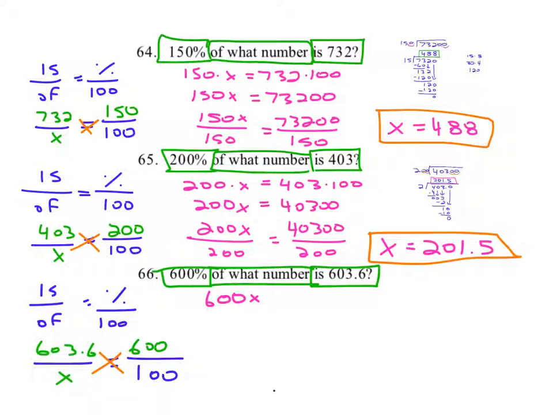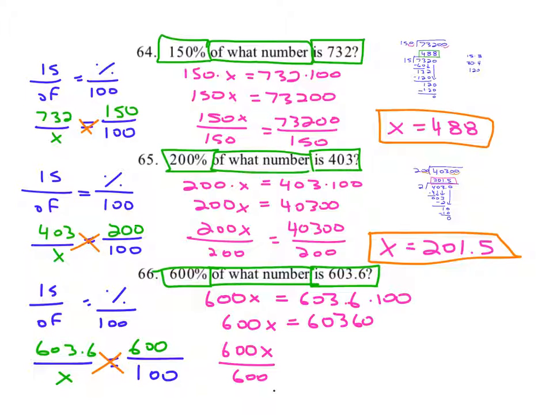600x equals 603.6 times 100, or 600x equals 60360. I move the decimal over 2 places, and then 600x divided by 600 equals 60360 divided by 600. And that's the problem that I need to solve right now to be done with this. So I'm going to zoom in over here on the right hand side and do 60360 divided by 600.